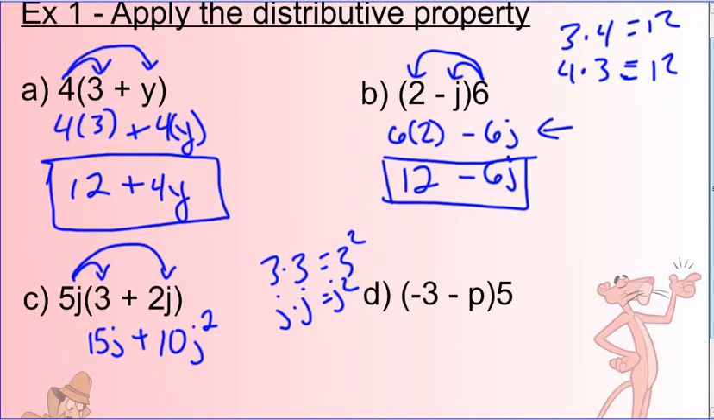Letter D, last one. Draw your rainbows. 5 times negative 3 is negative 15. 5 times negative p is negative 5p. And we're done. So the problems themselves are actually really quite simple.